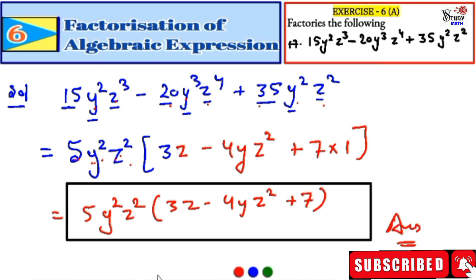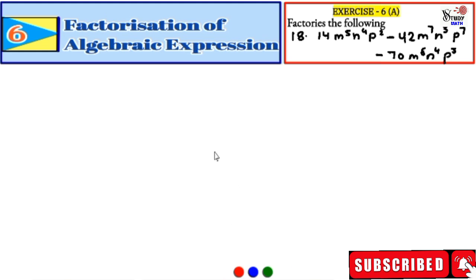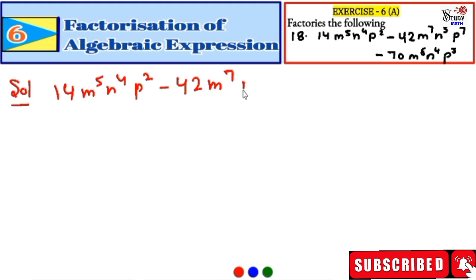Let's move to the last question of this exercise, question number 18. Let's do the solution of this question also. We have 14 m to the power 5 n to the power 4 p to the power 2 negative 42 m to the power 7 n to the power 3 p to the power 7 negative 70 m to the power 6 n to the power 4 p to the power 3.